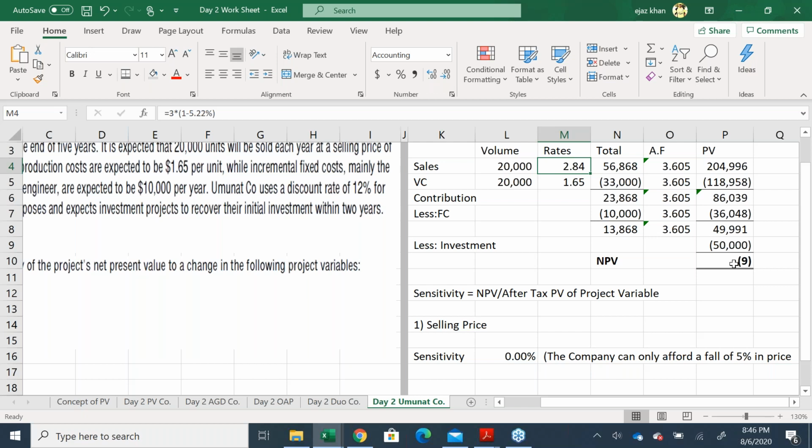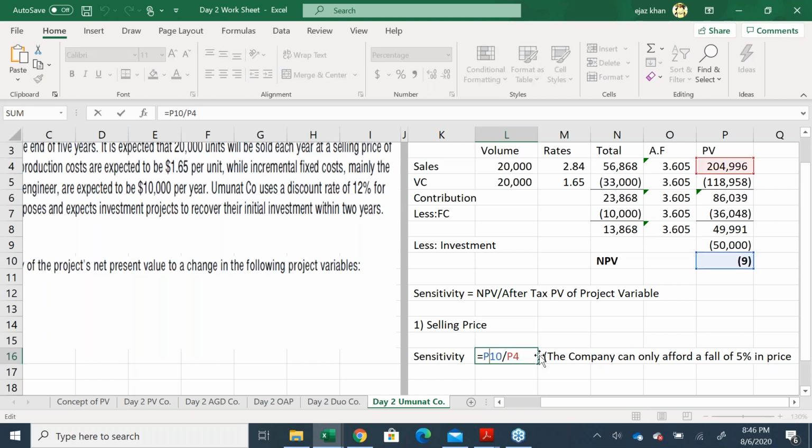A very relevant question is coming up from Daniel, sir. If there was a tax, how could we have incorporated it in this? What we would have done is, in the sensitivity formula, where we picked up this 204996, we would have just multiplied it by 70%. So we would have multiplied this P4 figure, that's 204996, by 70% in case there was a 30% tax. In this particular case, we do not have any tax, therefore we don't need to adjust.